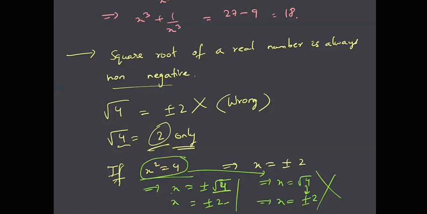Fine. So square root of 4 is just 2. But if x square is given as 4, then x can be plus or minus 2. The square root of a real number is always non-negative. Suppose you have square root of, say, x minus 3 whole square. So now you just don't cancel square and square root and write it as x minus 3.